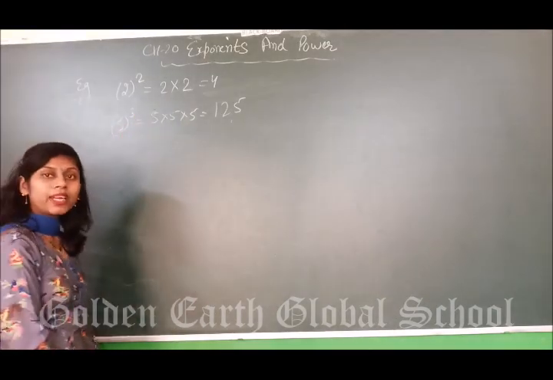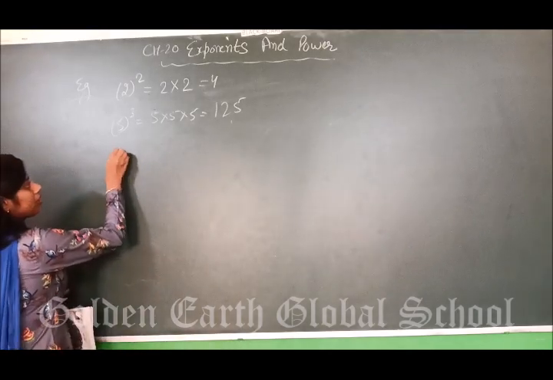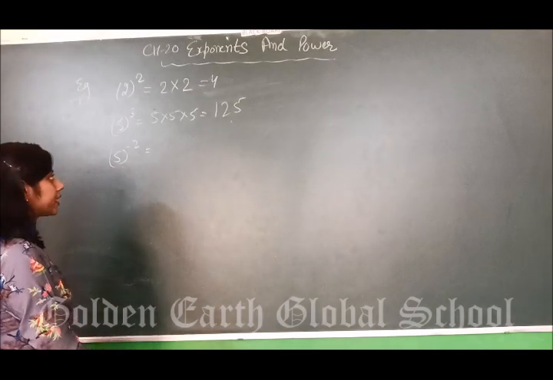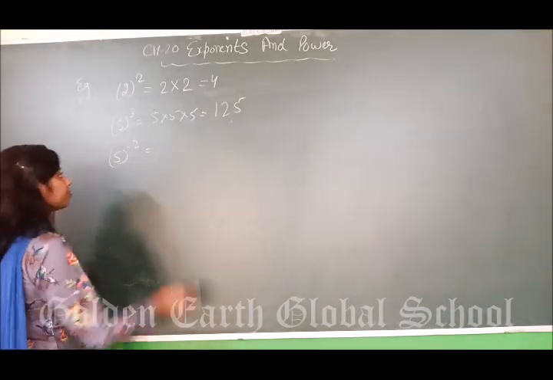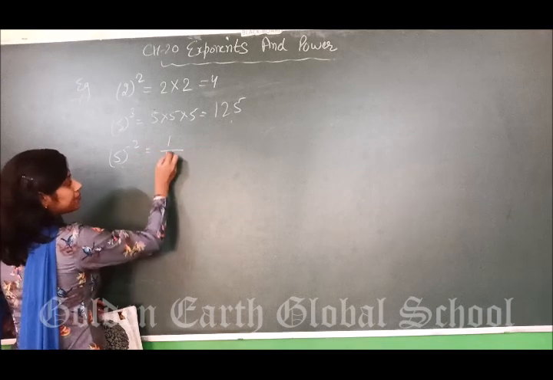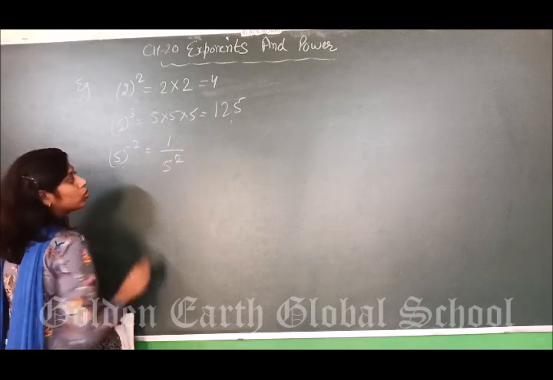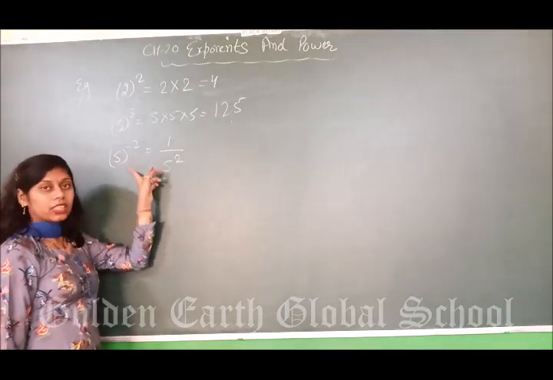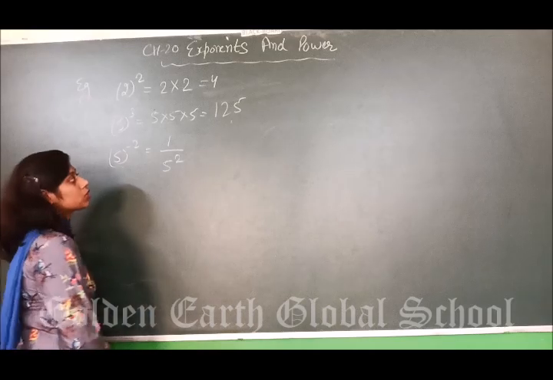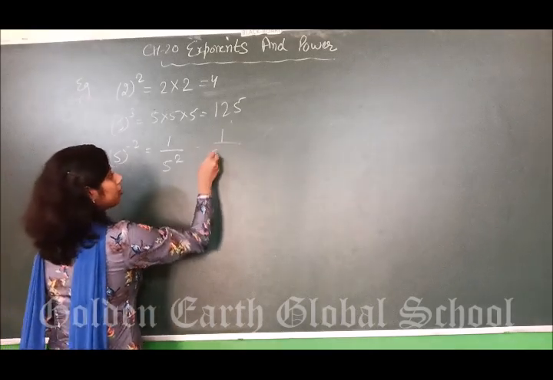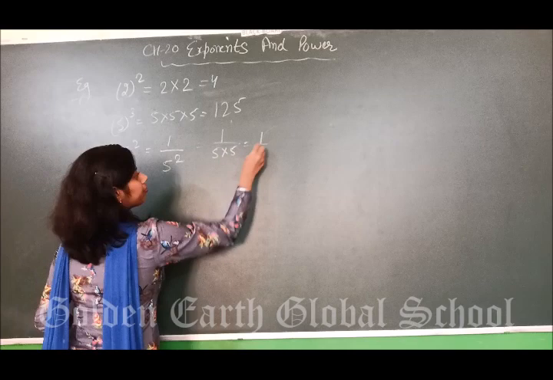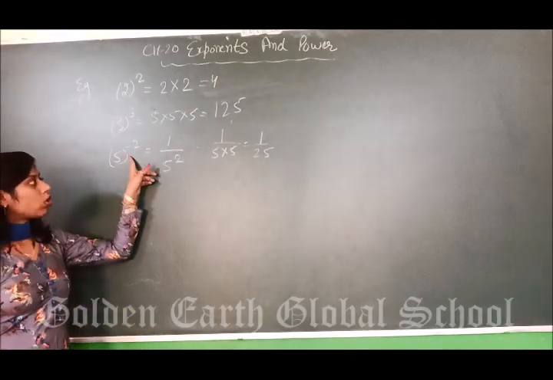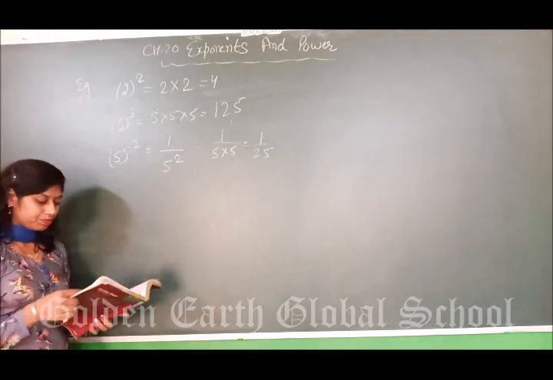Clear? If there is a negative power, 5 raised to power minus 2, then how will we solve it? Negative means to say reciprocal. Negative power can be written as 1 upon 5 raised to power 2. Negative power will convert to positive if we take the reciprocal. Clear? So the answer will be 1 upon 5 into 5, that is 1 upon 25. Okay? This is how to solve the negative power.